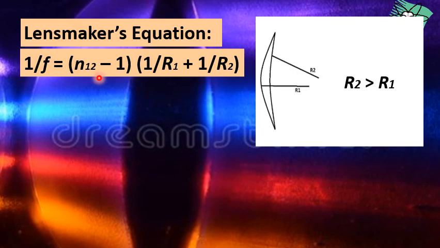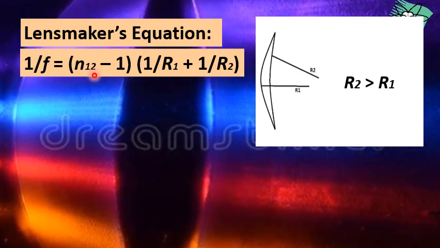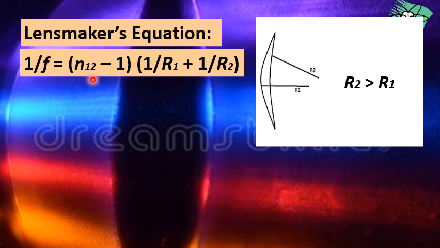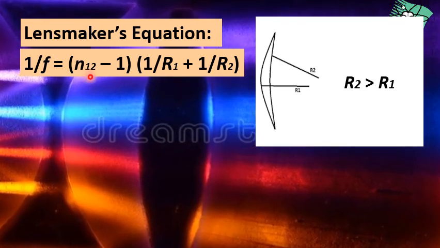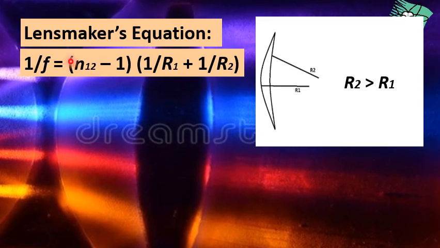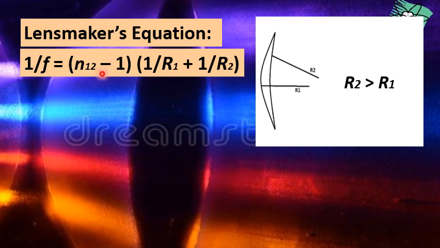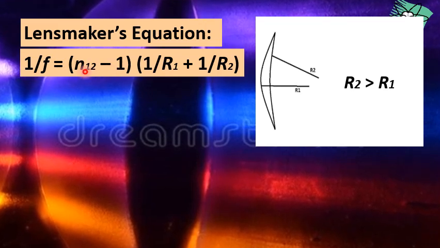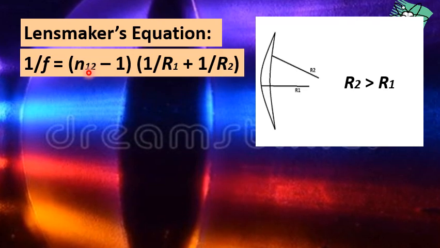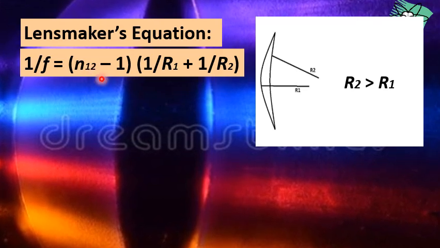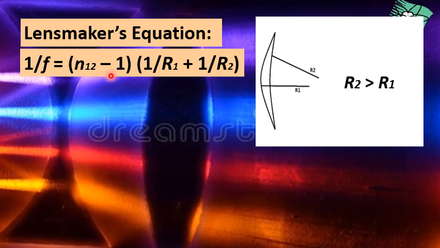So if the surrounding medium is air, and the index of refraction of the lens, for example, is 1.5, then the quantity n sub 1,2 minus 1 will just be 1.5 minus 1, or we get a positive number, 0.5.